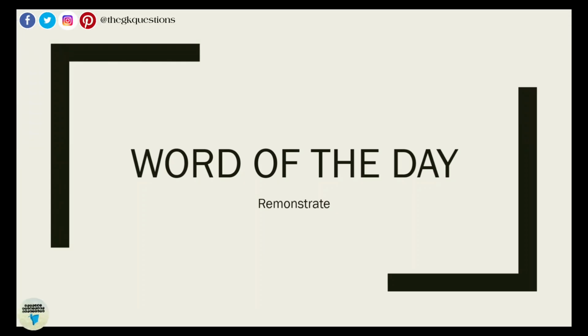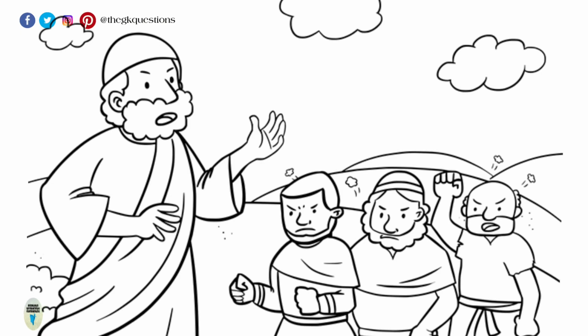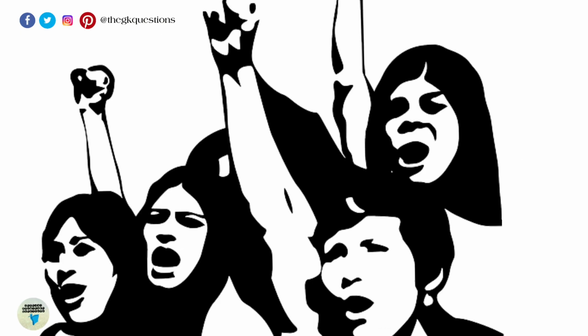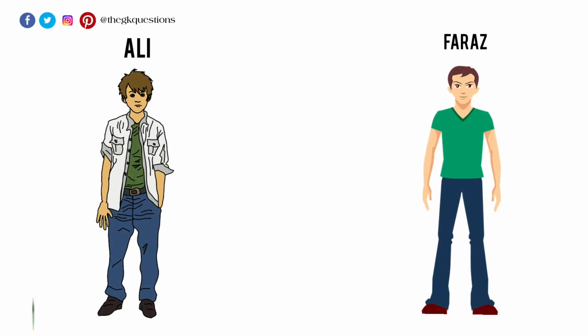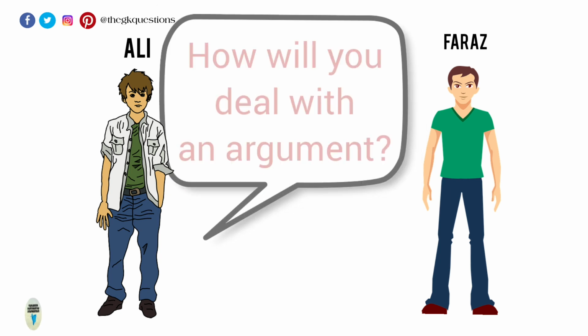Today's word is remonstrate. Remonstrate about something means to complain or protest about something. Ali and Faraz are two friends, and they are having a conversation. Ali is asking Faraz how he deals with arguments.